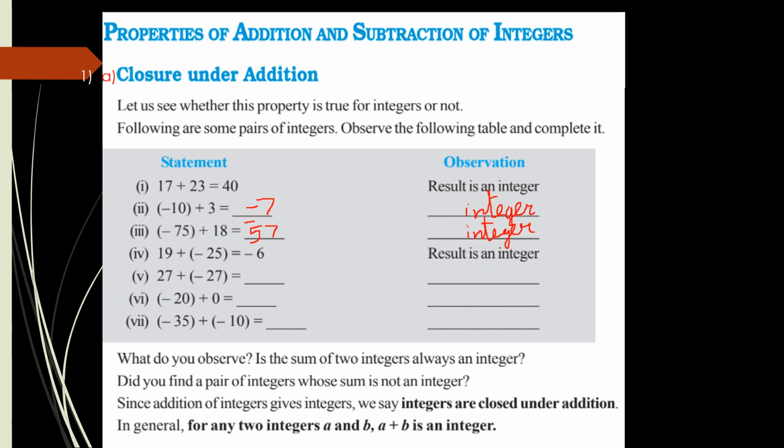Fourth one, the answer is already written. 19 plus minus 25 is equal to minus 6. It is an integer. 5, 6, 7, you can do it as homework and complete it yourself and check whether it is an integer or not. Okay. Now, can you say what you observe here? Is the sum of two integers always an integer? What is your answer? Yes or no? Yes, right? You can see here all the results are integers. So, yes.